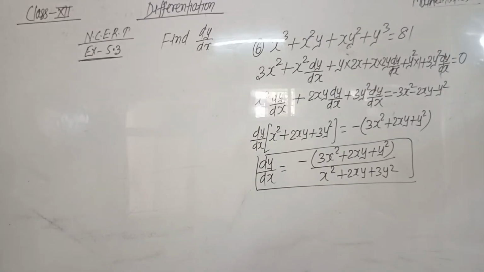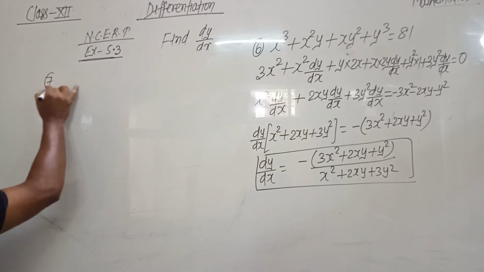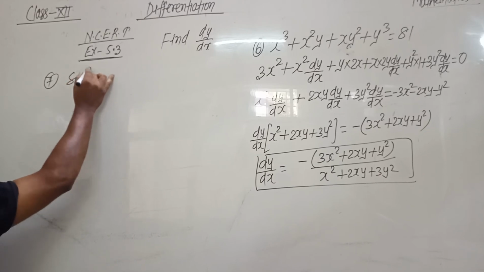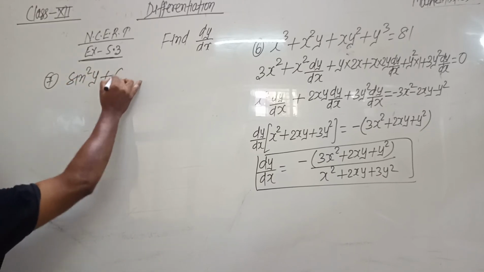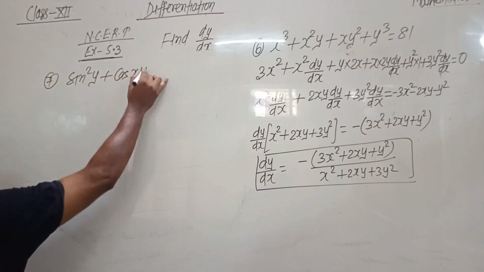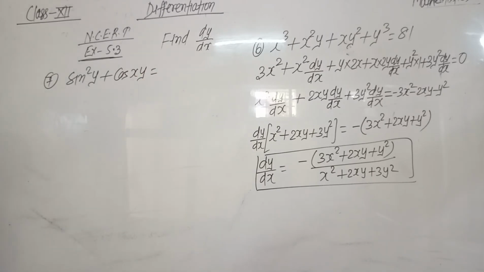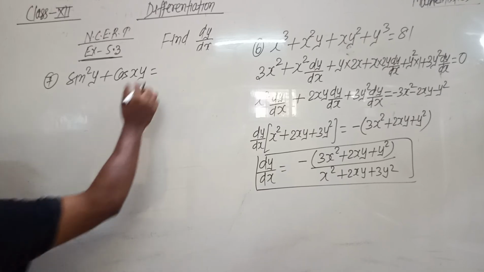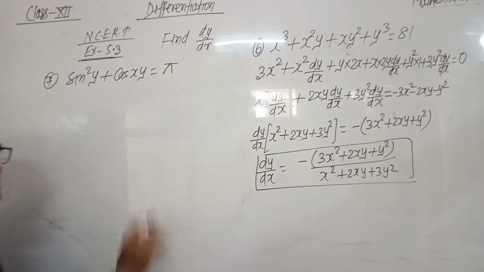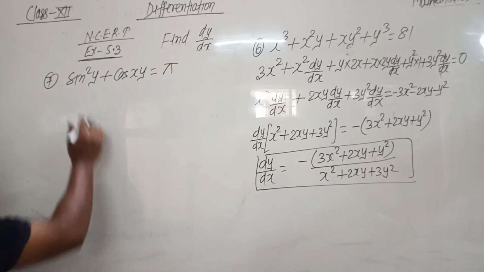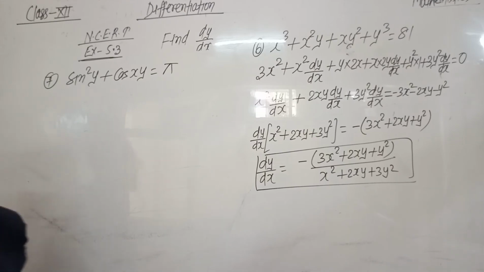Question number 7. sin²y + cos(xy) = π. Pi is a constant term. So, differentiation of sin²y.